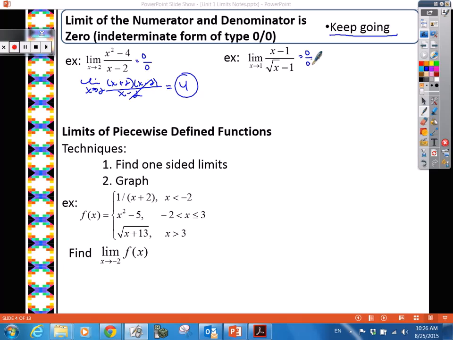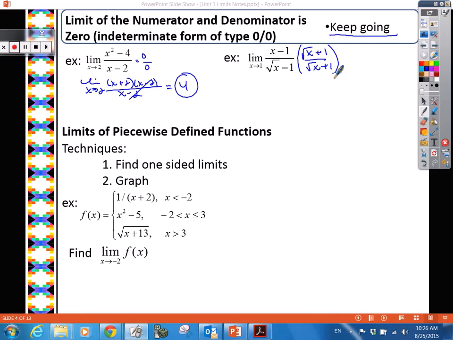Oh, again, our little 0 over 0 guy. That means do more. Factoring, there's kind of a weird way to factor that denominator, but instead I'm going to do the more normal thing, which would be multiply by the conjugate. Let's multiply by the conjugate. So let's do that. Let's just move that out of the way. So we're going to multiply by the square root of x plus 1 over the square root of x plus 1. That's what we're going to multiply by.